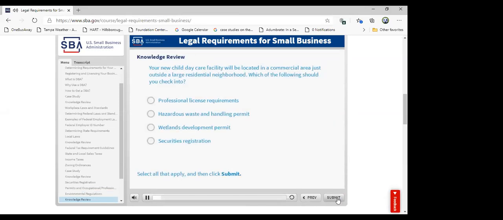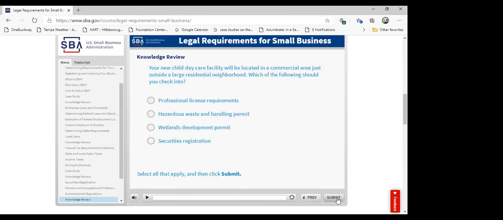Knowledge review. It's time for a quick review. For the following question, select the correct answer and then click Submit. Your new child daycare facility will be located in a commercial area just outside a large residential neighborhood. Which of the following should you check into? A. Professional license requirements. B. Hazardous waste and handling permit. C. Wetlands development permit. D. Securities registration.